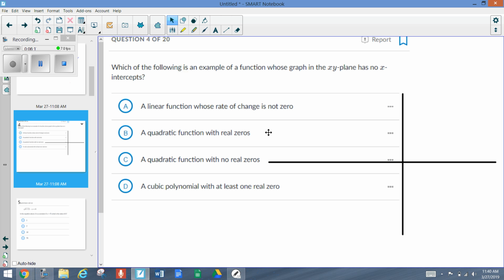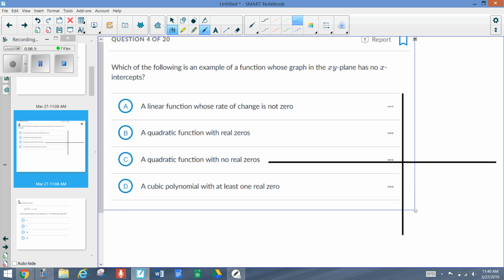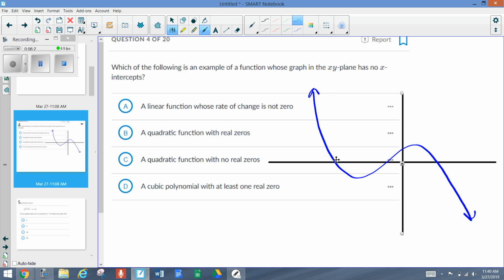So a solution means the graph must cross the x-axis. If we graph, let's say we have such a thing, okay, the solution is here. This is one of the solutions, this is another solution, and this is another solution. Alright? So there are 3 solutions so far.